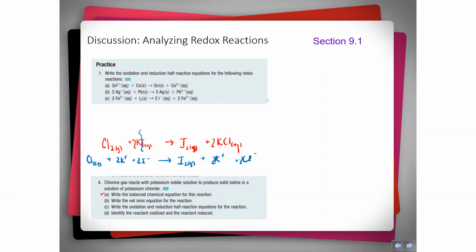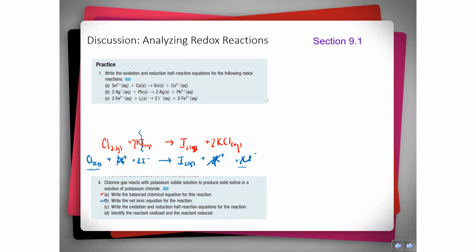Let's cross off what appears on both sides. So potassium is a spectator here because it appears on both sides. Chlorine is a gas on this side, and it's in its ionic state on this side, so it's not a spectator. So this would be the net ionic equation if you don't include the potassium. So that's done. And it says write the oxidation and reduction half reactions for the equation.